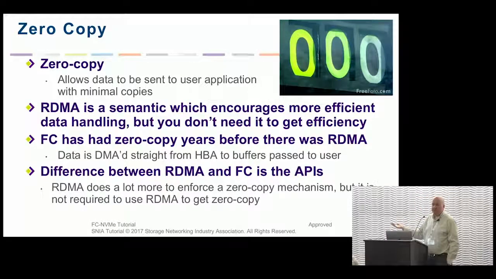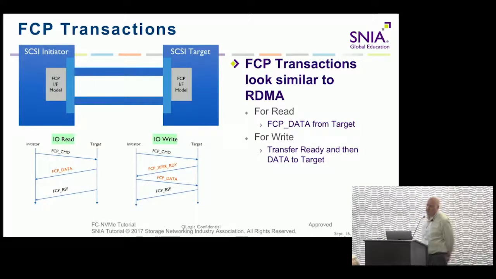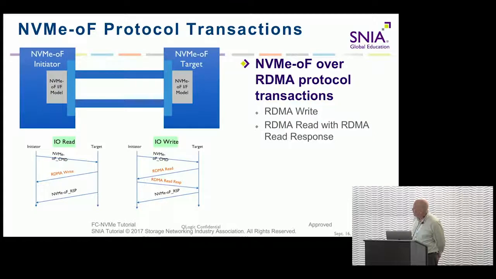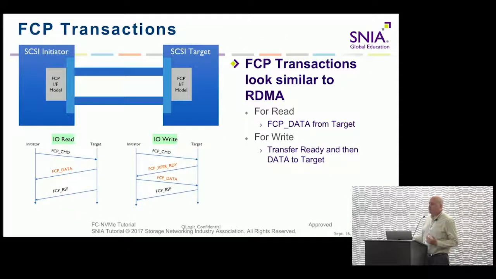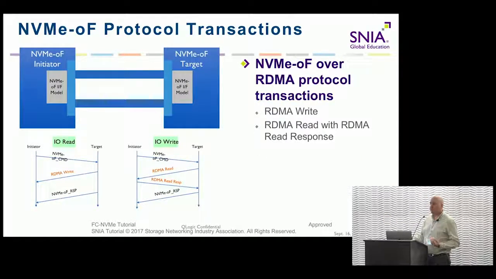So really the difference is the APIs. For RDMA, you have a defined set of APIs that enforce or make it easier to do zero copy. With FCP, it's the implementation which does it. For example, if you look at the transactions that take place on the wire, in the FCP ladder diagram here, we have a read and a write operation taking place at the bottom. And if you look at the same operation done with RDMA, you have basically the same flow of commands. No matter what you're doing on the wire, you still have to send a command and get the data, or send the command and wait for the other side to say, I'm ready for the data. So it's basically the same operation at the lower level.